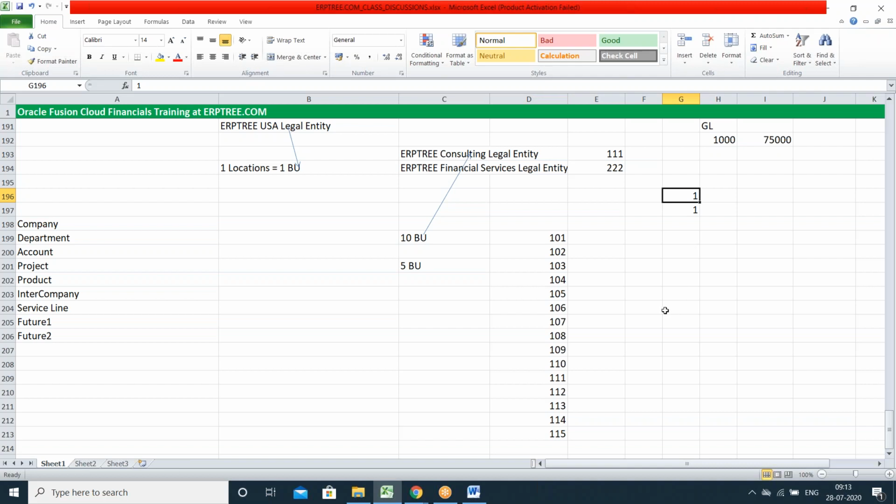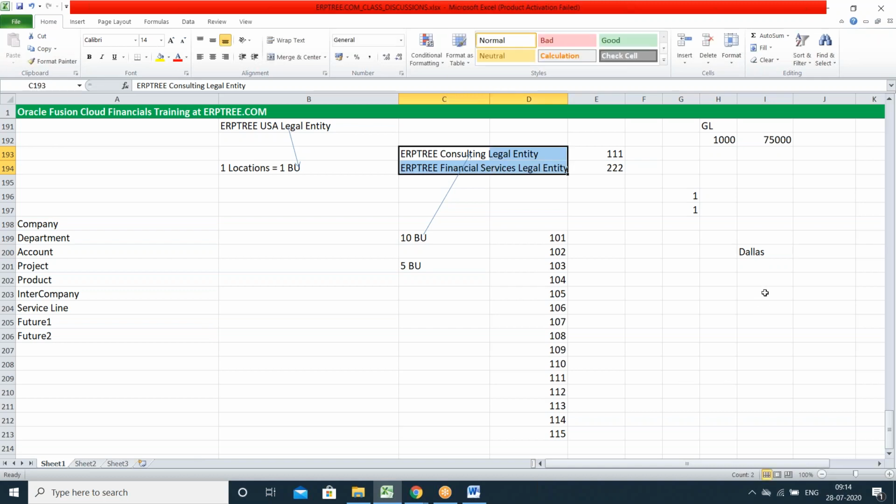I'll take one more example. You have these 2 businesses, and you are running the 2 businesses in 1 location. So for consulting, you have 1 branch. In that 1 branch, you have consulting-related operations and financial-related operations. The location is, say, Dallas. In Dallas you have 1 branch. Make a note of this point: in Dallas you have only 1 branch, and in that 1 branch you are operating these 2 different businesses.